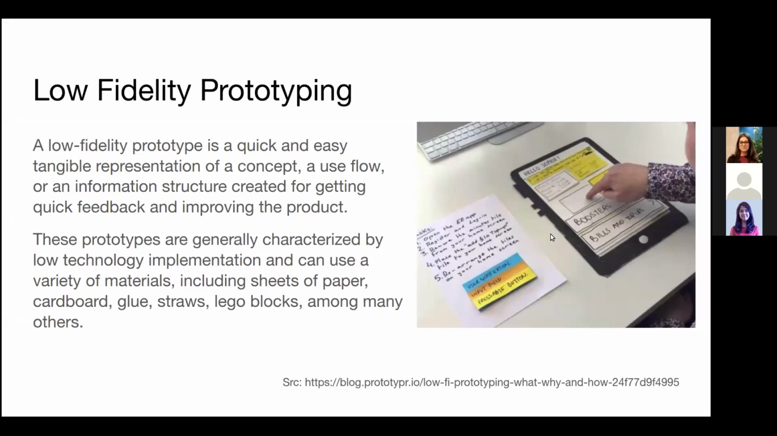Let's say you're making some tangible application, which is not a website or an app, but you're making something like a 3D gun for playing a game. You can make it quickly using Lego blocks, and you can see what the structure should be like and how things should look. So these are all the materials that we can use for low fidelity prototyping. It's a very low resource and low technology implementation.